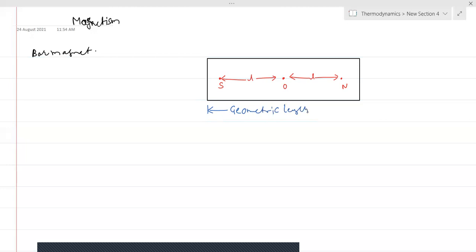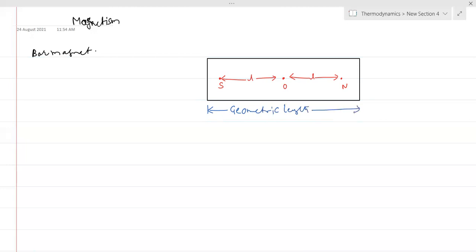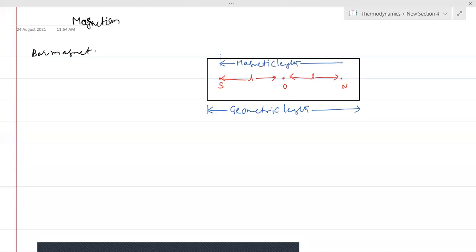Geometric length means the length which is measured by using a scale, and the magnetic length means the exact distance between the south pole and north pole. So this is the magnetic length. From the observation we will say that the south pole and north pole of a magnet may not exist at the ends. They are at some equal distances from their ends.